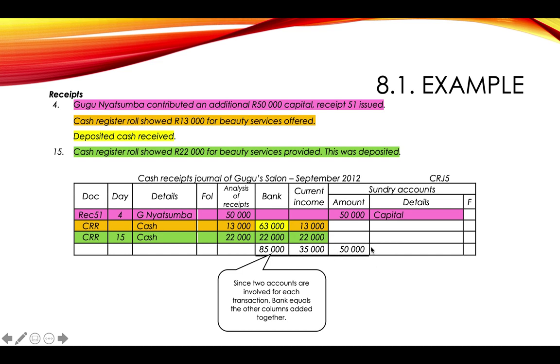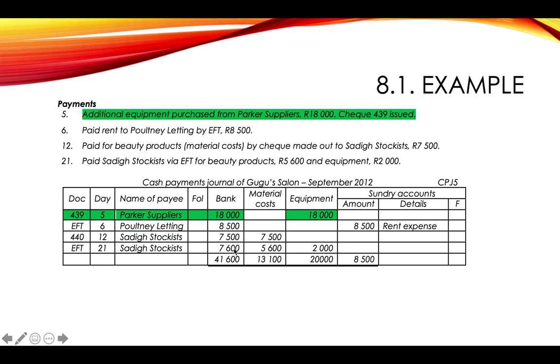At the end of the month, I'm going to total all of these accounts. Because I've always put it into analysis and or bank, and then somewhere else, current income or capital in these cases, if you take your bank column and compare it to your others, you can see that my current income plus my sundries must equal my bank account. Notice I don't have anything in the analysis of receipts because I did daily totals when I transferred it into bank. So there is no cash, and that's why this column here is empty.